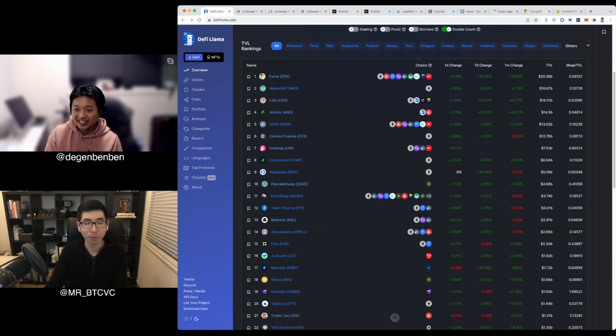So we skipped Compound, but Compound is not too dissimilar to Aave. Aave and Compound are very similar. They're just borrowing and lending protocols.